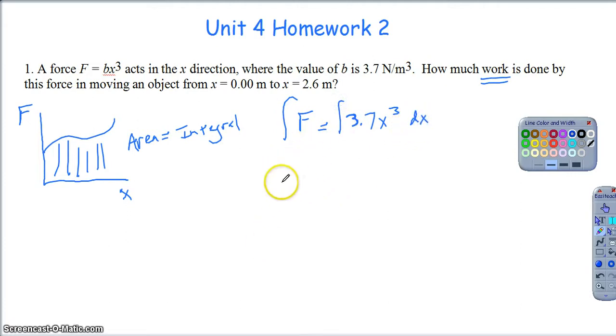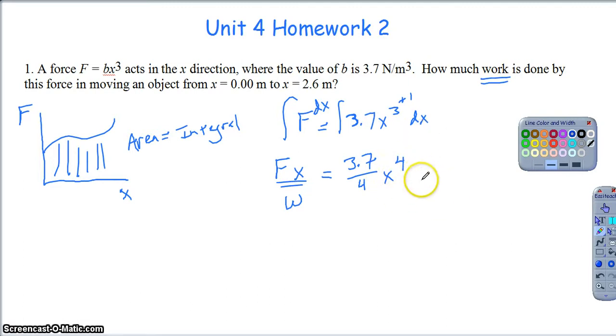So in doing so, on the left hand side I would get the force times x, which is my work, which is exactly what I'm looking for, right? Because this would be force times the integral there of dx, so I'd pull in that x. On the right hand side I'm finding the integral with respect to x. So I increase the power and then I divide by that new power. So I get 3.7 divided by 4 times x to the fourth power.